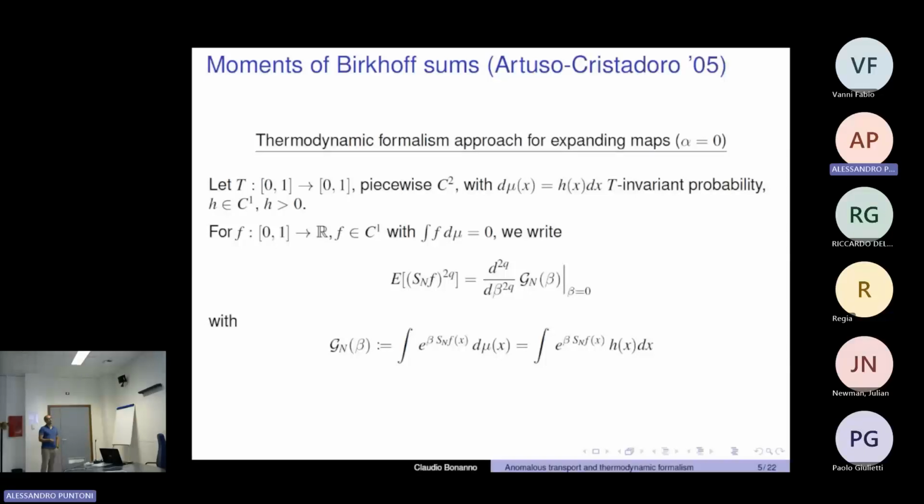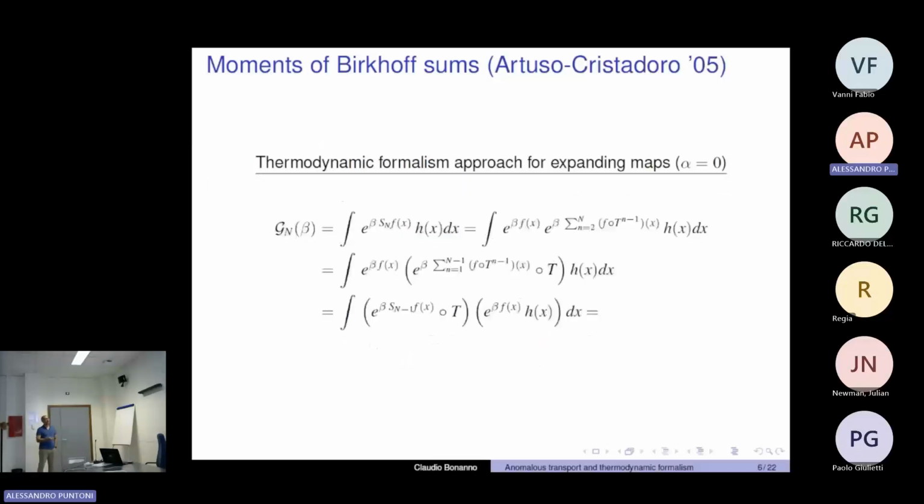and the idea is to look then, let's take an observable with 0 mean, and you want to look at this moment for the Birkhoff sum. So the basic idea is simply that this moment is nothing but the derivative with respect to this parameter beta of the moment generating function, right? Nothing more. And now you can take this quantity here and do just a very simple, let's say, way of rewriting this integral in the following way.